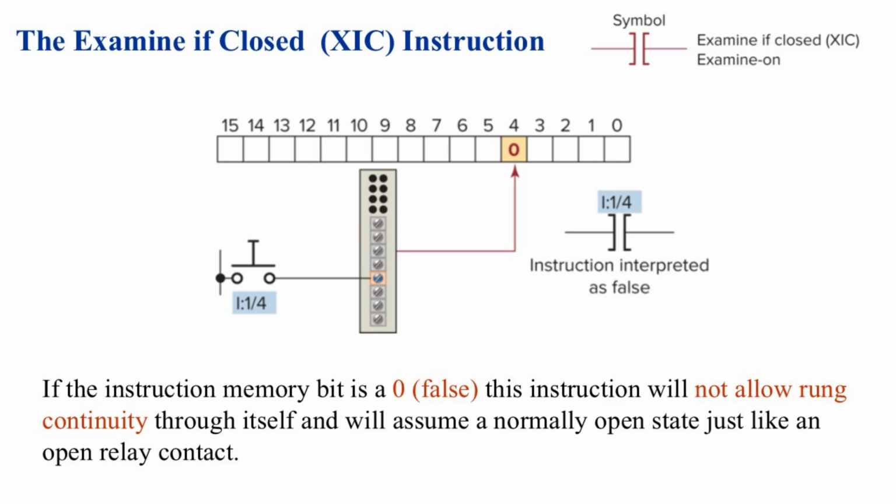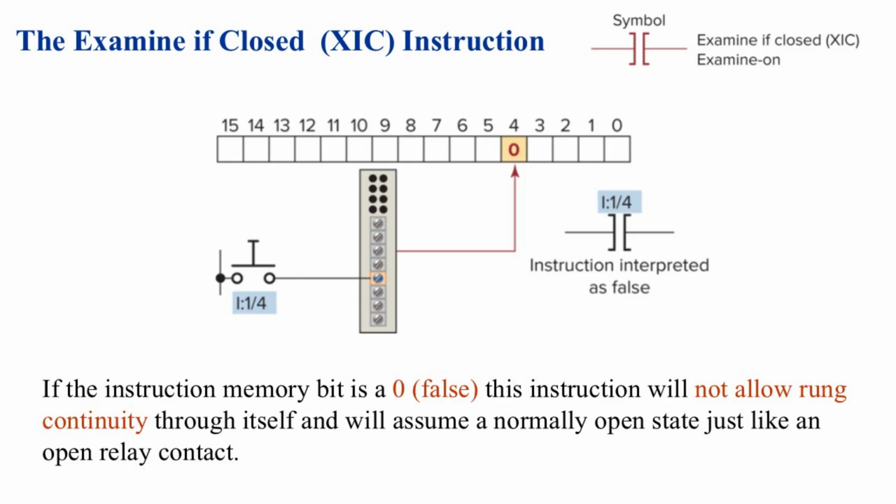Because the instruction is false, the rung behaves as if the contact were open, breaking the logical path and preventing any output coil or instruction to the right from being energized. This behavior directly mirrors a real-world normally open switch. When it is not pressed, the circuit is open and current cannot flow.